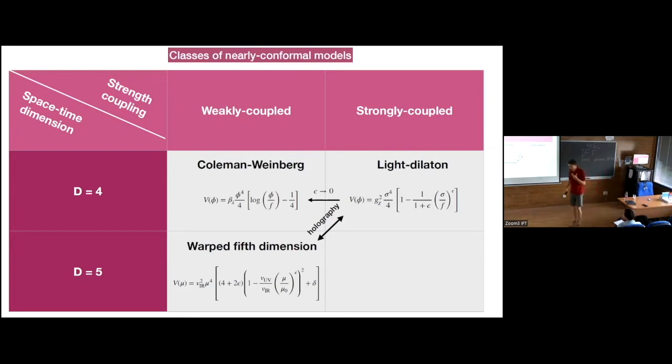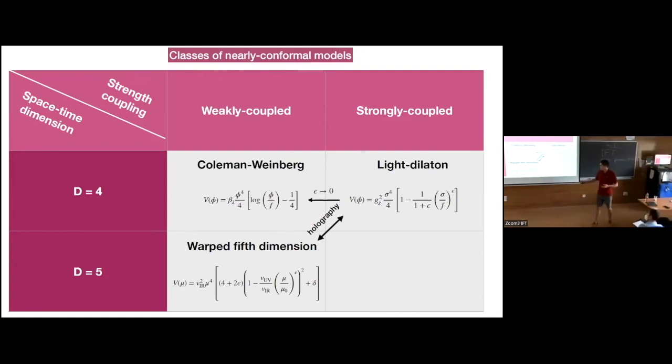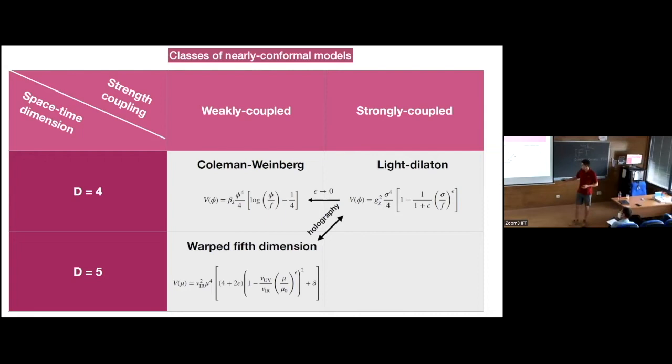And then a third scenario giving rise to supercooled phase transitions that we can see in the literature is the one occurring at d equal 5, when you take two d equal 4 slices in a warped fifth dimension. And those two scenarios can be related by holography.